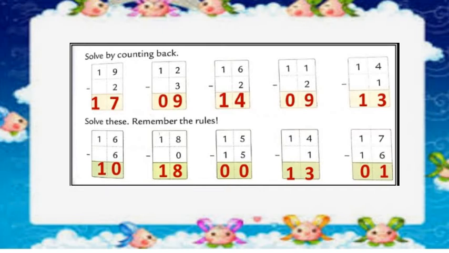Write sum number 1. 19 minus 2. Now look, my dear students, first of all write number 19. You should not make the sign of subtraction in this box. Out of this box, make a sign of subtraction. Write 2. 19 minus 2.